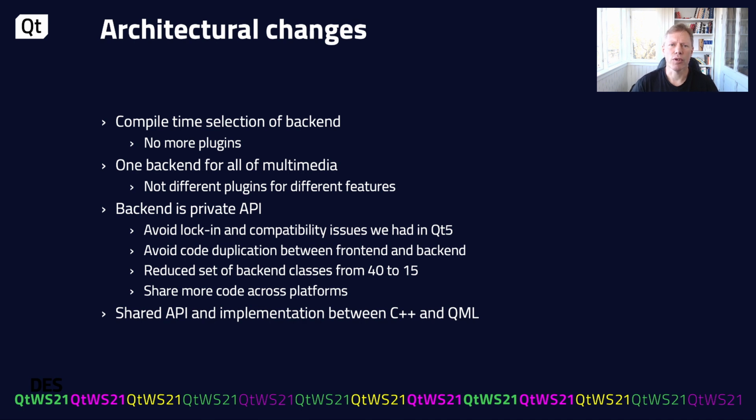This is rather similar to what we're doing with our QPA infrastructure in Qt GUI. We made the backend a private API to be more flexible and avoid any binary compatibility issues as we had in Qt 5. That allowed us also to avoid a lot of code duplication between the front end and the back end, and we could significantly reduce the number of backend classes that somebody needs to implement to create a new backend, down from 40 classes in Qt 5.15 to 15 in Qt 6. Finally, those changes also allowed us to share more code across the different platforms and implementations.